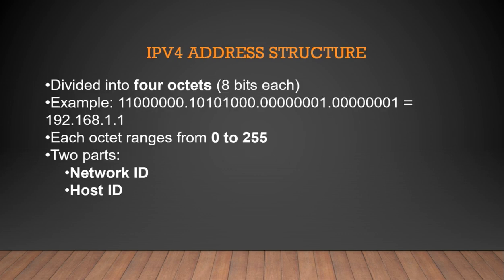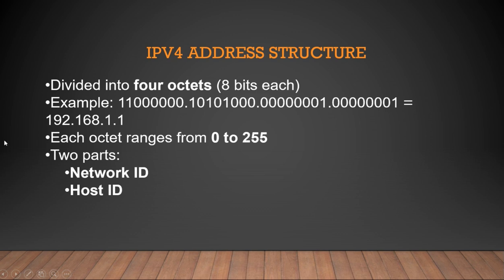IPv4 address structure is divided into 4 octets. This is a binary representation, like eight 1s followed by eight 0s. Always remember, the system understands only binary language, 1 and 0. So this representation is for the system, but for our understanding it is represented like this: 192.168.1.1. Each octet ranges from 0 to 255.